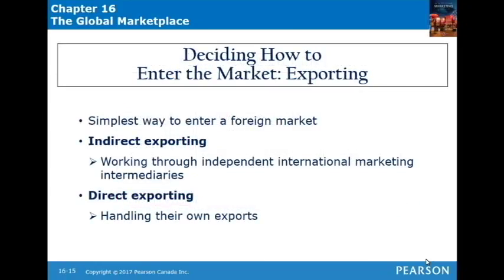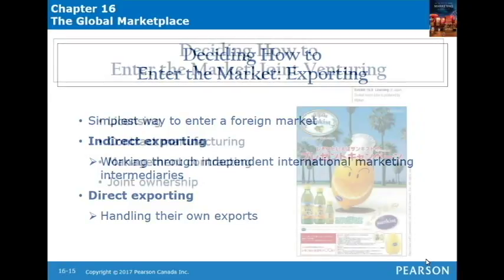Deciding how to enter the market. Exporting, simplest way to enter a foreign market. Indirect exporting, working through independent international marketing intermediaries. Direct exporting, handling their own exports.